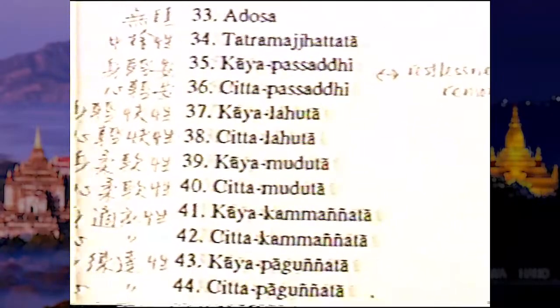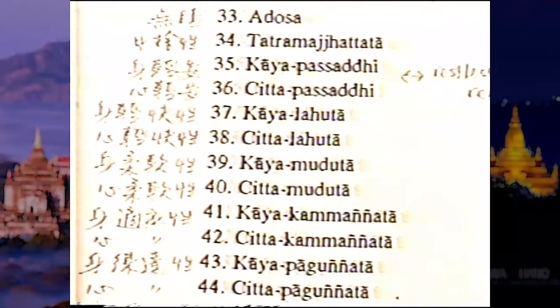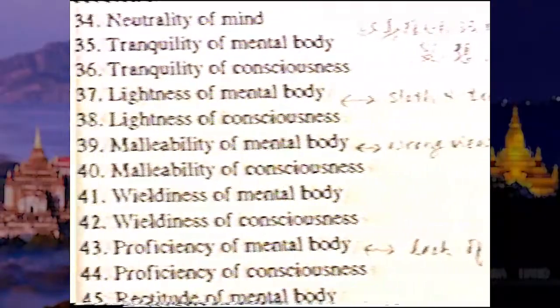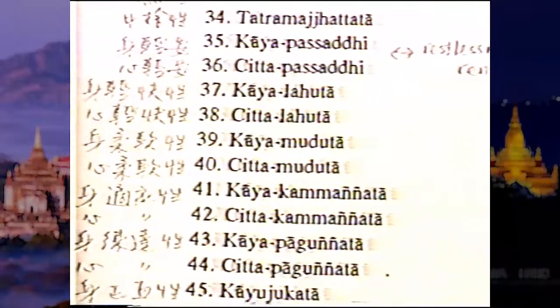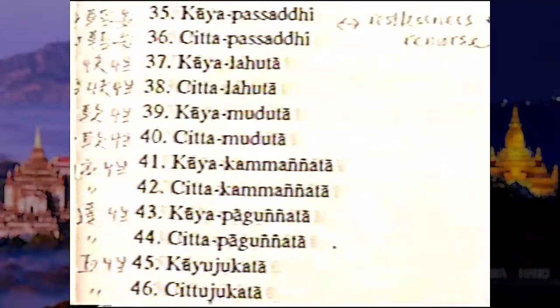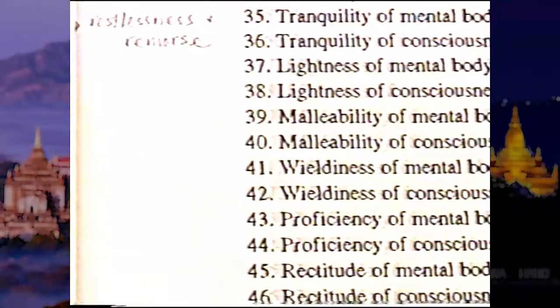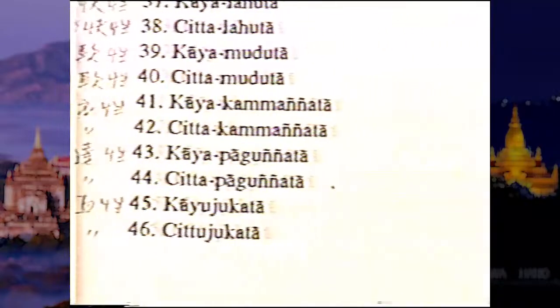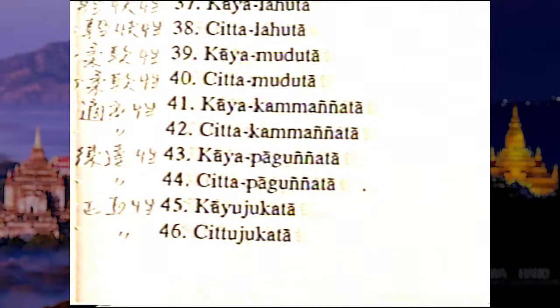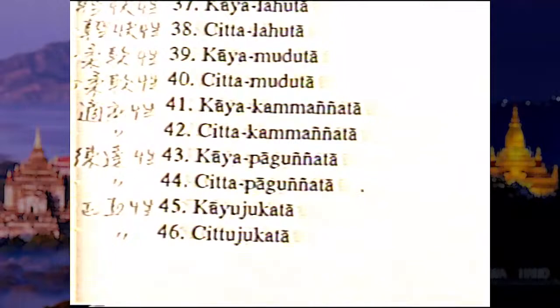Kaya lahuta, lightness of mental body. Citta lahuta, lightness of consciousness. Kaya muduta, malleability of mental body. And citta muduta, malleability of consciousness. Muduta really means softness. So when something is soft, you can make it into any type of ornament or thing. Kaya kammannata, wieldiness of mental body. Citta kammannata, wieldiness of consciousness. Kaya pagunnata, proficiency of mental body. Citta pagunnata, proficiency of consciousness. Kayujukata, rectitude, straightness of mental body. And cittujukata, rectitude of consciousness. Altogether 19, right? So they are called Sobhana Sadharana, so beautiful universals.